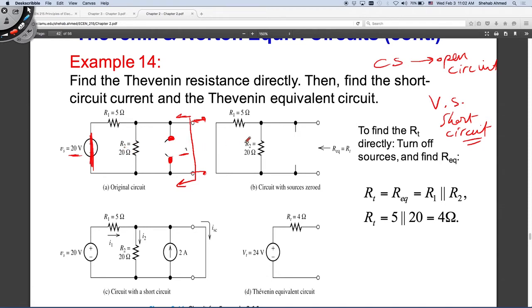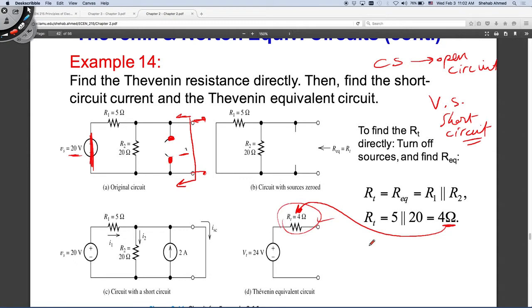So this is my circuit now after removing the sources, and the equivalent resistance is the parallel combination between 5 and 20, right? And the result is 4. We know it's right because it's less than both resistors individually. So 4 is what I have, and I will plug it into my Thevenin equivalent circuit, because I know it is a voltage source and a resistance. Now I know the value of the resistance.